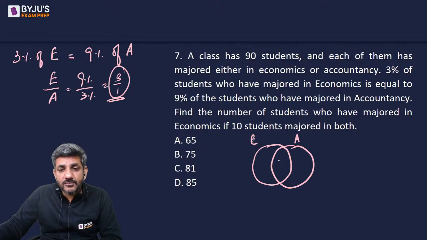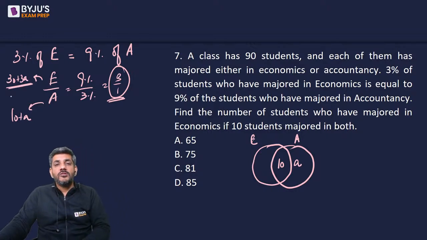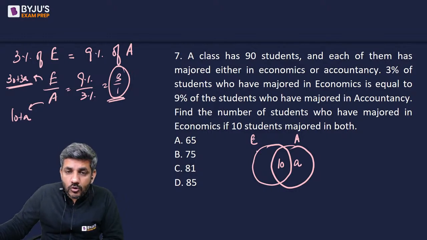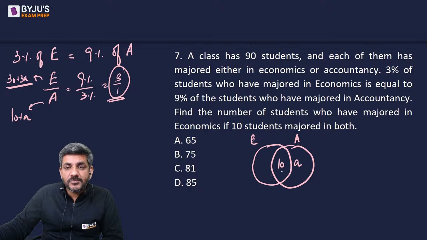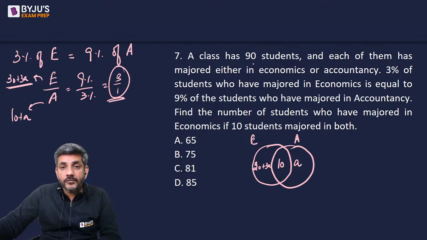Find the number of students who have majored in economics if 10 students majored in both. 10 students majored in both, that means this area is 10. Let us say this area is A. So accountancy, according to this, is 10 plus A. So economics must be thrice of that, that is 30 plus 3A. इकोनॉमिक्स जो होगा वो 30 प्लस 3A होगा. नाउ टोटल इकोनॉमिक्स इज 30 प्लस 3A, जिसमें से बीच में 10 आ रहा है, तो इधर क्या आना चाहिए? इट शुड बी 20 प्लस 3A एंड ऑल ऑफ देम ऐड अप टू 90. सबको ऐड करके 90 आना चाहिए.